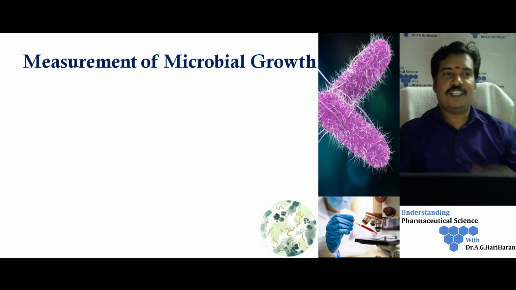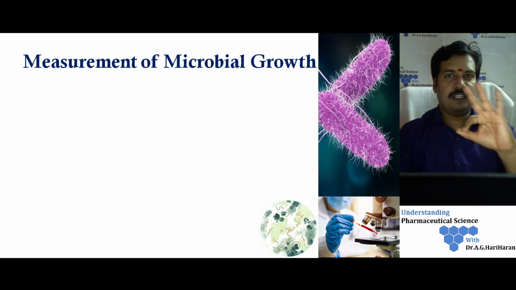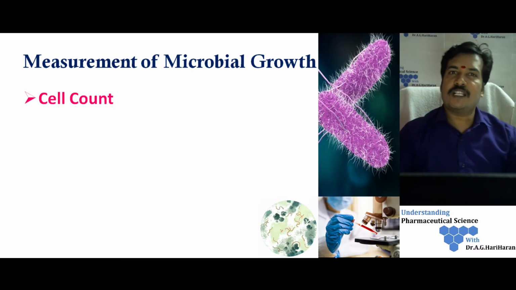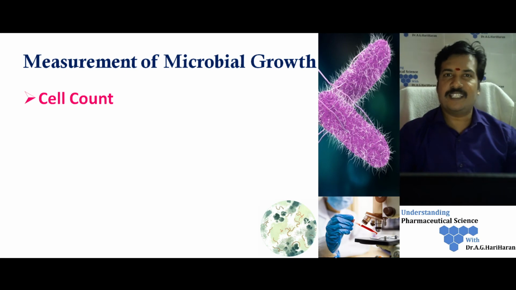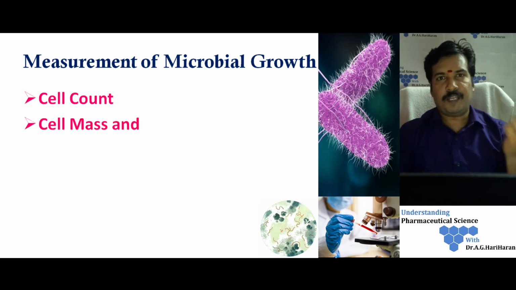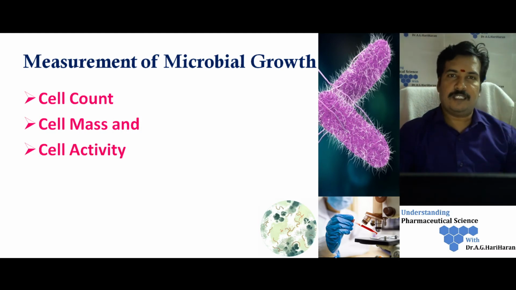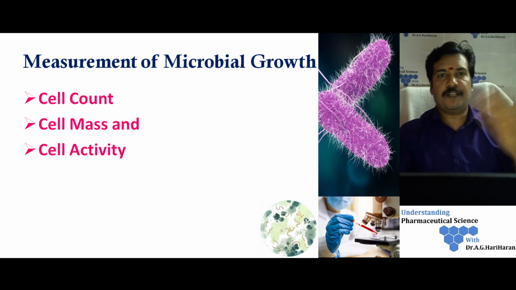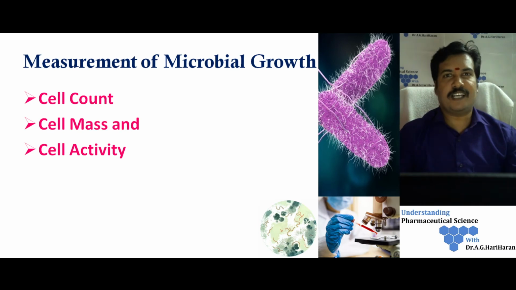If you see the different measurements of microbial growth, it can be measured in three ways. One, by counting the number of microbial cells, that is the cell count technique. Second, by measuring the number of microorganisms through their weight, that is the cell mass. Otherwise, by analyzing the number of microorganisms by their cell activity. These are the three basic principles of how the measurement is carried out.